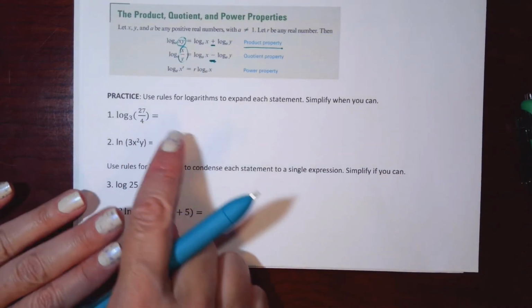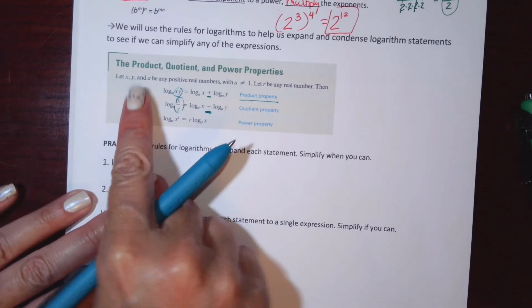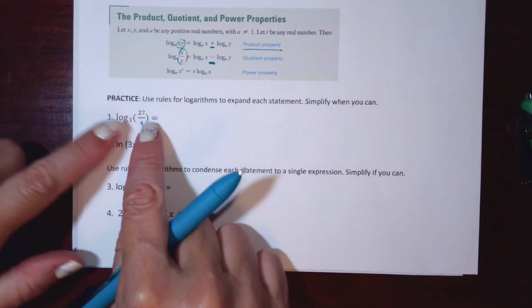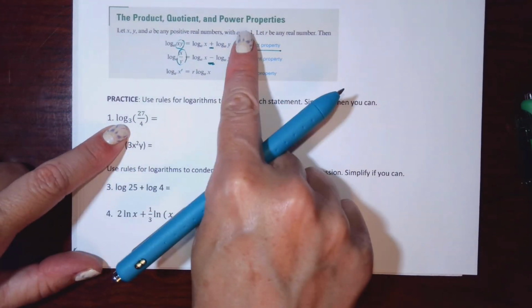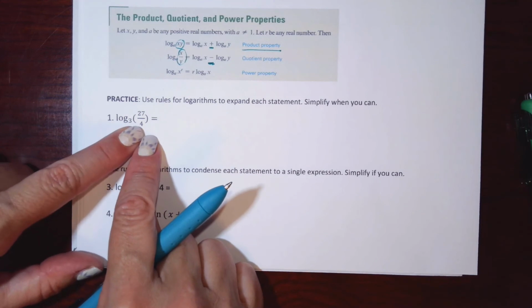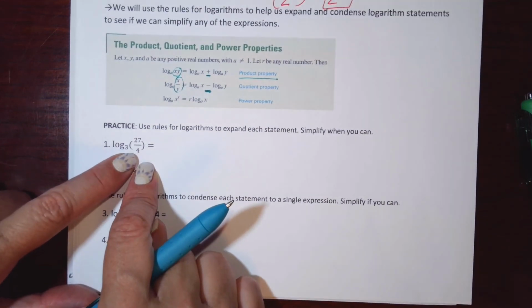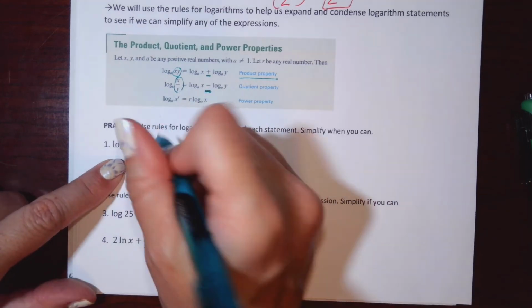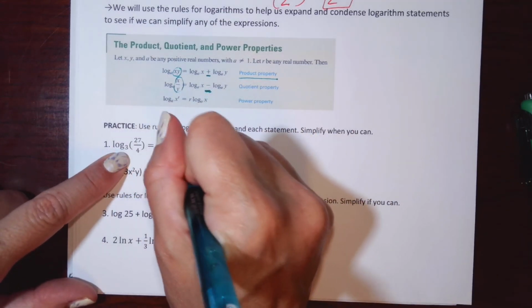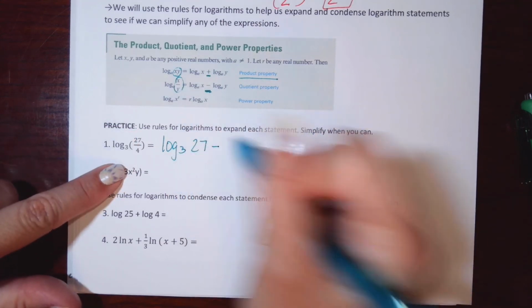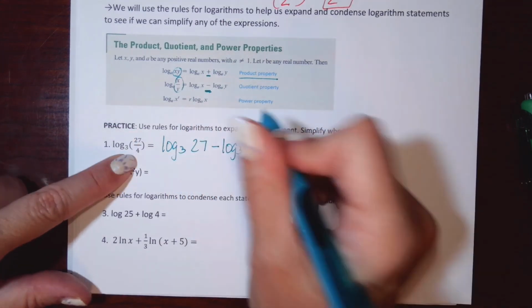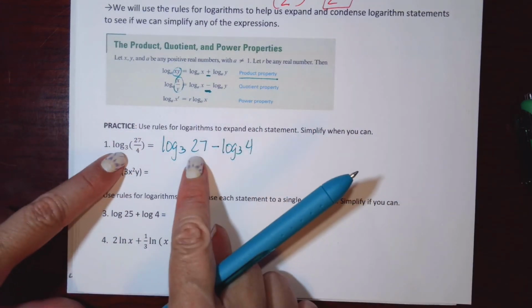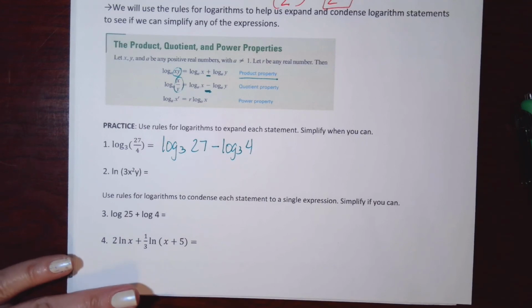And these work in either direction. I can move from the left side to the right side, or I can start with the right side and move back to the left side. So let's expand by moving from the left side to the right side. What am I doing here in my argument? I'm dividing. Division is quotient, and division pairs with subtraction. So I'm going to split this apart. I've got log base 3, and then I start with my numerator, minus still log base 3, and then my denominator. So numerator minus denominator, I copy that log base 3 with both log statements.